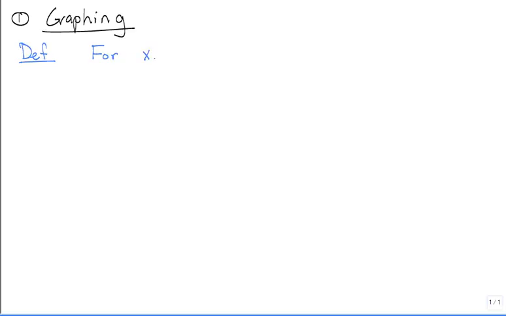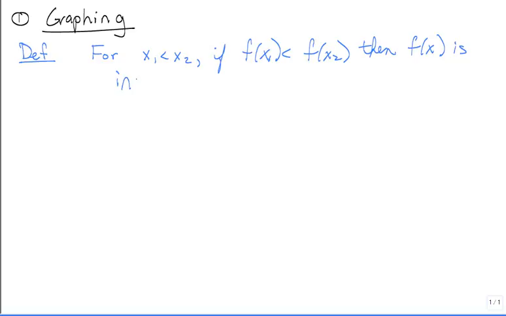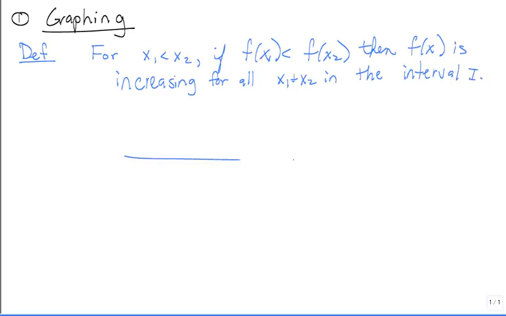So for x1 less than x2, if f of x1 is less than f of x2, then f of x is increasing for all x1 and x2 in the interval that we're talking about. So for an example, here's x1 is smaller than x2. F of x1 is smaller than f of x2, then this function increases.